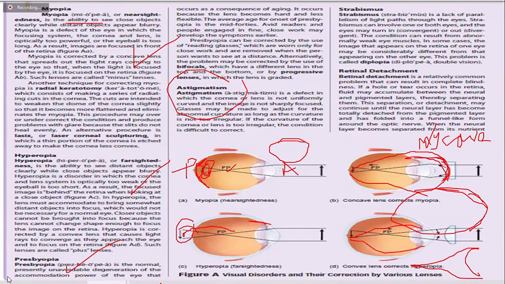Presbyopia is the normal, presently unavoidable degeneration of the accommodative ability of the lens as a consequence of aging. Astigmatism, just like your classmate Ibon has, is a defect in which the cornea or lens is not uniformly curved and the image is not sharply focused. So read that, okay?